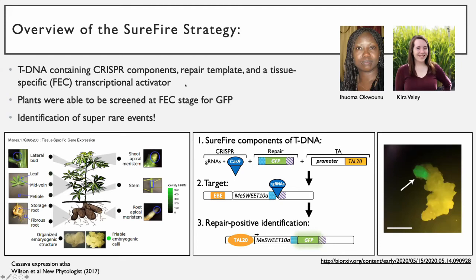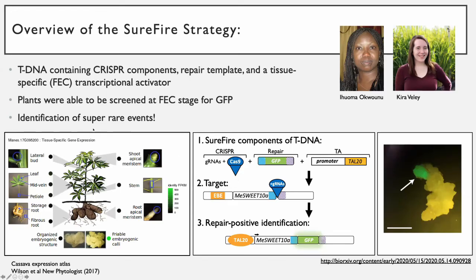And I appreciated Tessa's comments earlier of how nature often gives us the tools that we need to do what we want. And that was the case here. So Ahuma Okwano and Kira Vili, two people in my lab, realized that they could use that transcriptional activator from the pathogen to activate expression in tissue culture of the cells that they wanted.